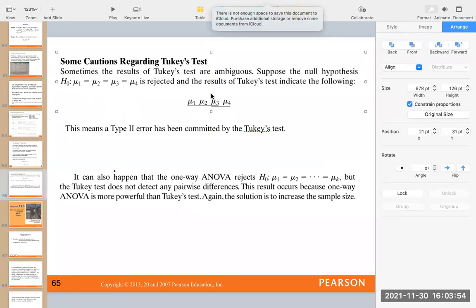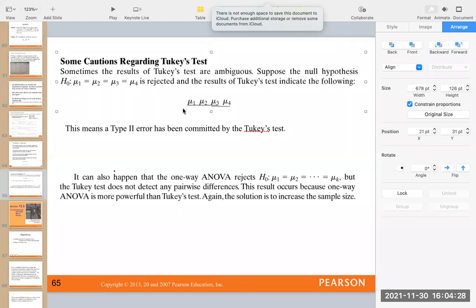So here are some cautions. Sometimes the results of Tukey's tests are ambiguous. That means they don't really result in anything; they can't tell us anything. That's because some kind of type 1 or type 2 error happened. But anyway, sometimes the results of Tukey's tests are ambiguous. Suppose the null hypothesis of these 4 means is rejected, and the results of Tukey's tests indicate the following.